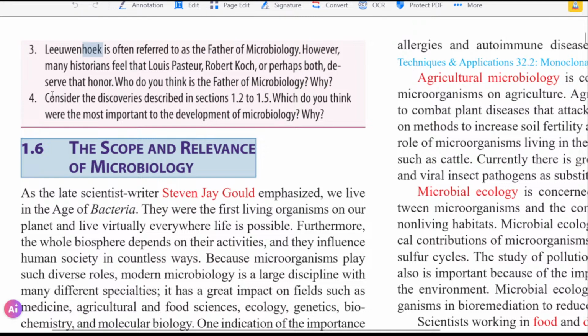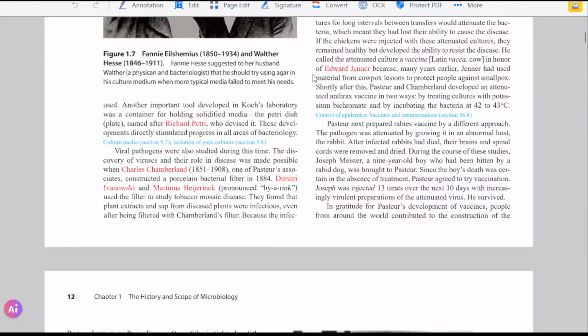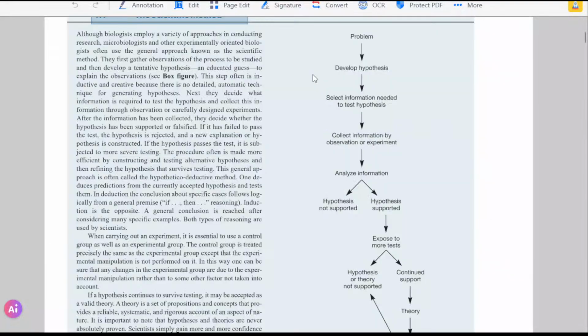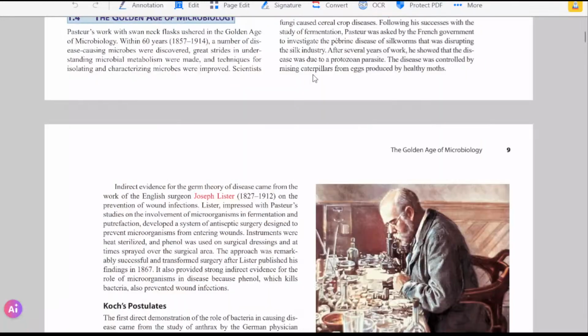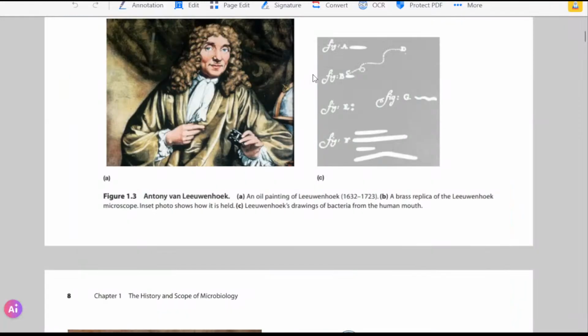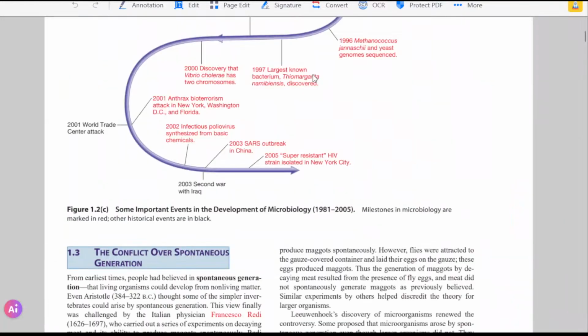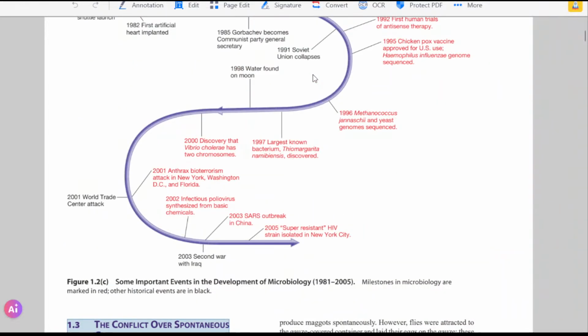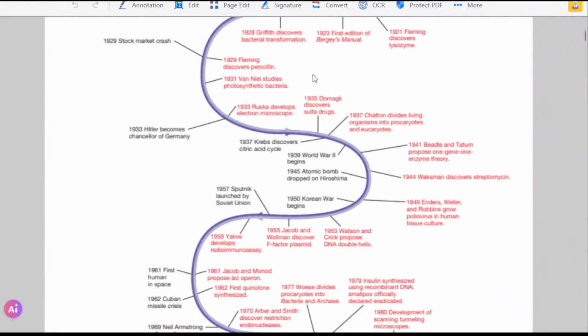Consider the discoveries described in sections 1.2 to 1.5. What do you think were the most important to the development of microbiology? What? 1.2 to 1.5. Hey, they are telling me to revise the whole chapter. I can't do that. The important discoveries. Everything was important.